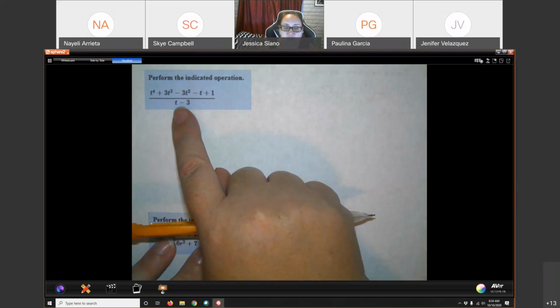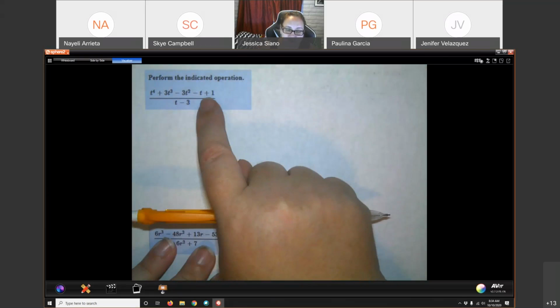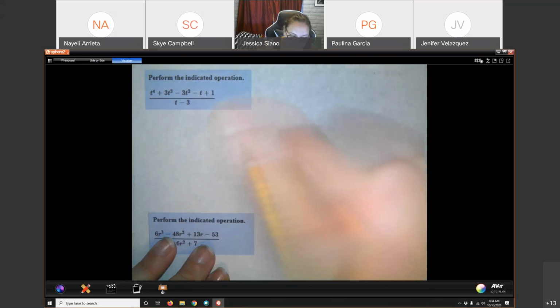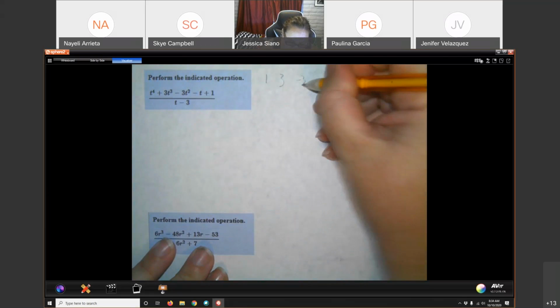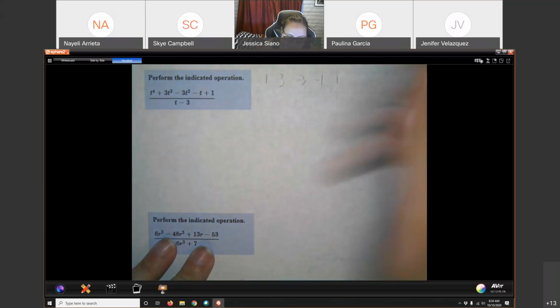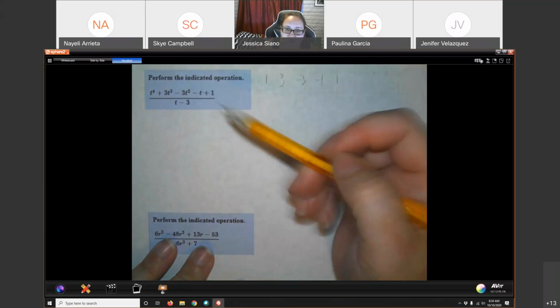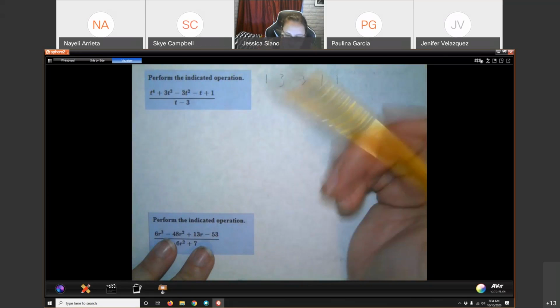So I'm going to start with synthetic division. I line up my coefficients. You have to be in standard form to do synthetic division. So it already is in standard form. So line up my coefficients, 1, 3, -3, -1, 1. If you were missing a term, then you would put a 0 in as a placeholder. So like if there was no t squared term, you'd put a 0 there.